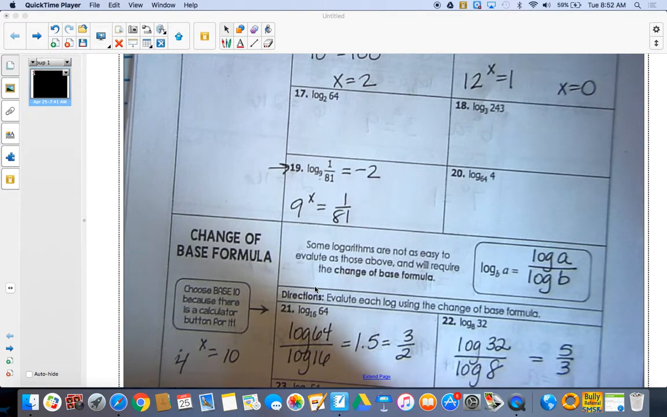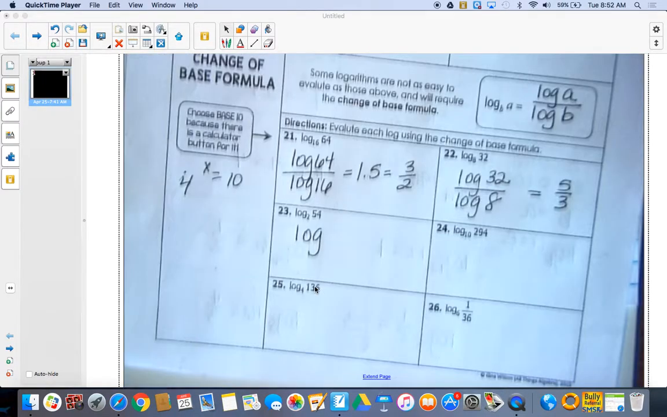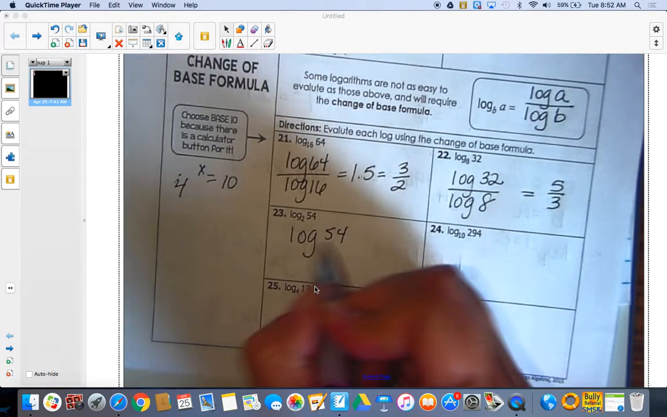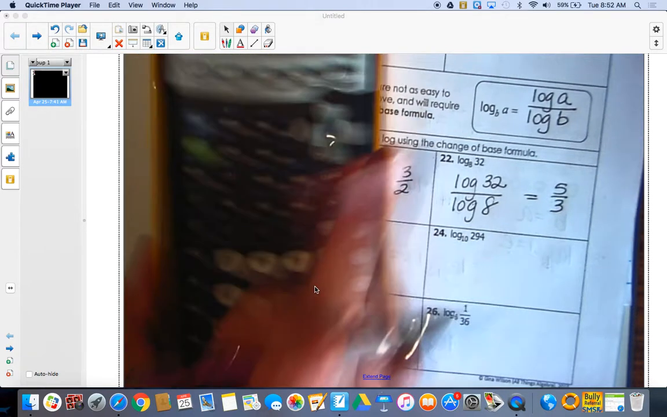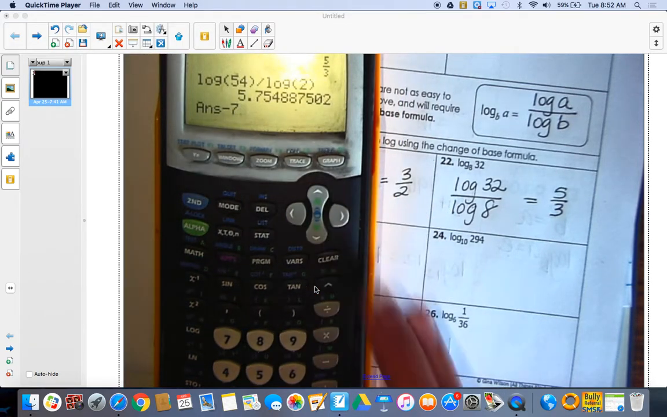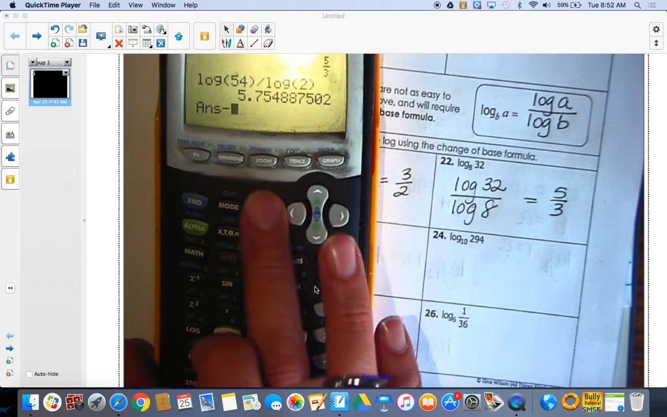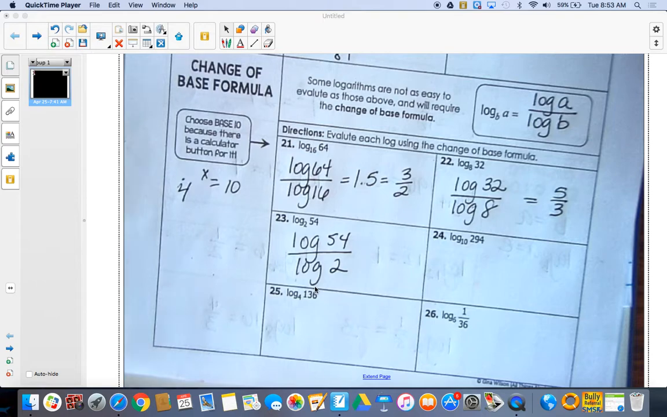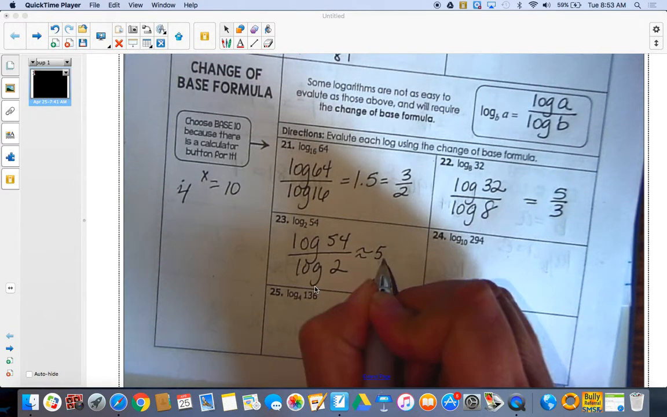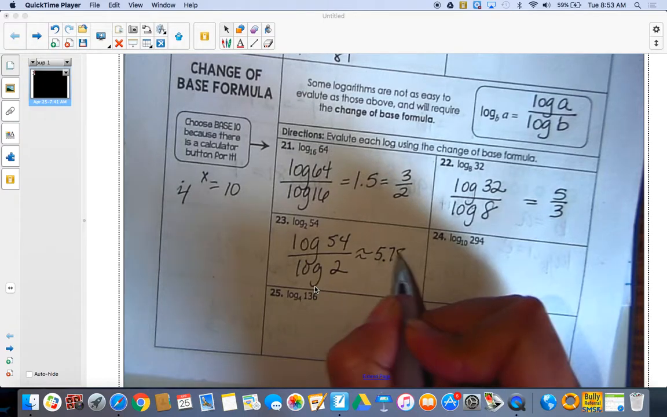And then let's go ahead and do one more together. So log 54 divided by log 2. Now this one cannot be written as a fraction. So we are just going to round it to the nearest thousandths. So that's 3 places over. So it'll be 5.755. So approximately 5.755.